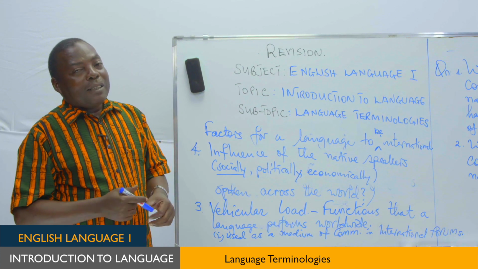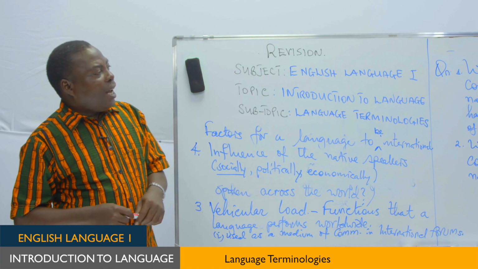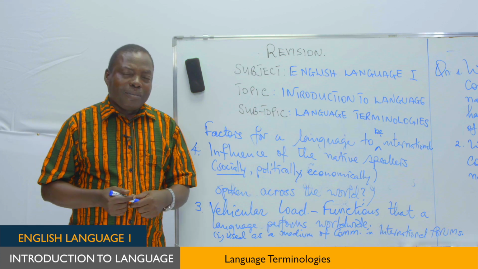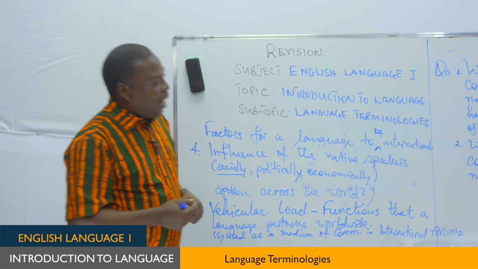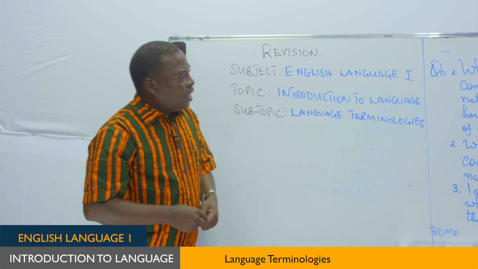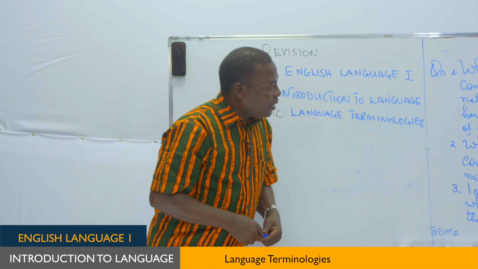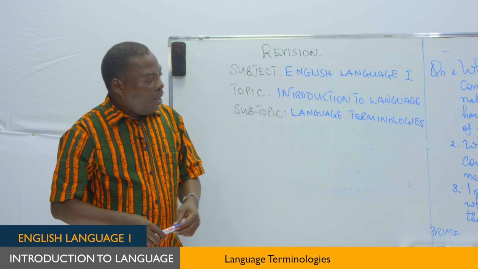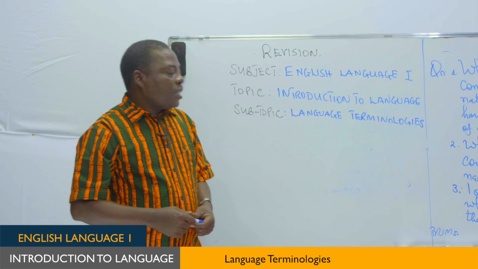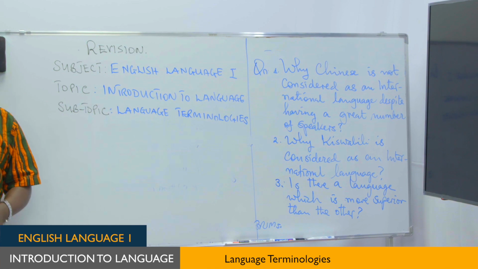Now let me ask you a question. From this discussion, that Chinese is not an international language and Kiswahili is an international language, the question that comes now is: is there a language which is more superior than the other?